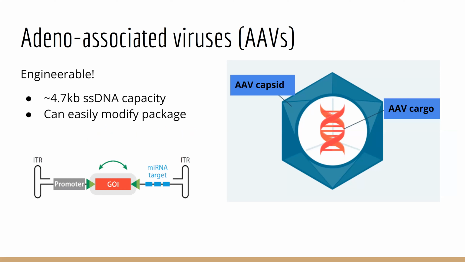And I think for me, one of the things that's coolest about them is that they are heavily engineerable. They have about a 4.7 kb single-stranded DNA capacity, and you can easily trick them into carrying whatever gene target you want. When you manufacture the AAV, you deliver your gene of interest to your producer cells, your HEK cells, and you flank it with inverted terminal repeats, and the AAV will think, oh, that's my gene, I'll take it, and I'll deliver it for you.